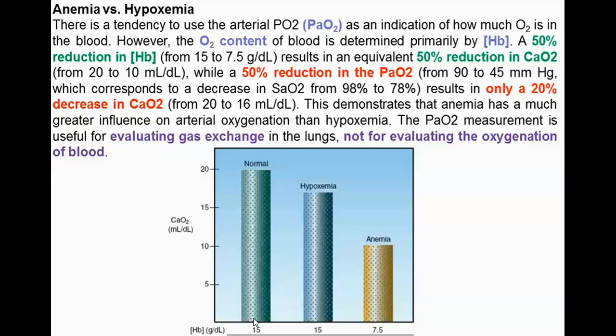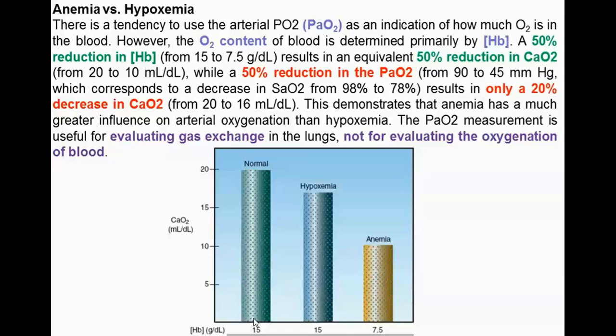1.34 times hemoglobin multiplied by saturation. Saturation is 1 because it is 100%. 1.34 multiplied by 15 equals how much? It will be 20. 1 times 15 is 15 and 0.34 times 15 is 5, so 15 plus 5 will be 20.